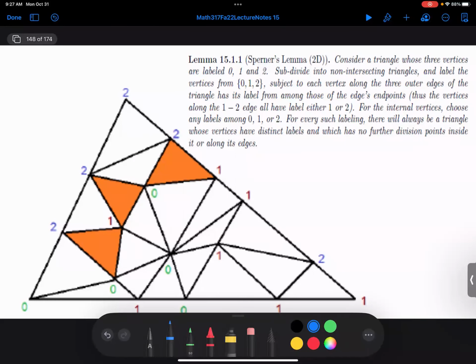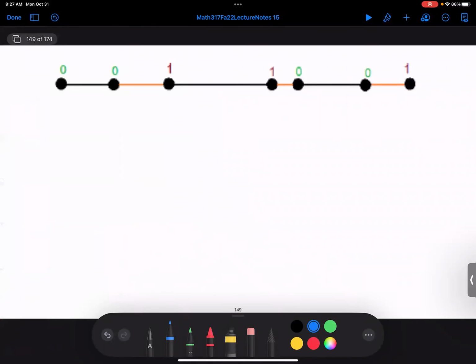A line. So we could play maybe the line version. I've got a line segment, I've got a bunch of dots, and I want to label it in such a way that there's at least one segment with a 0, 1, on the endpoints. And if I can do that, I win. If I can't do that, you win. Okay? So here's the claim.